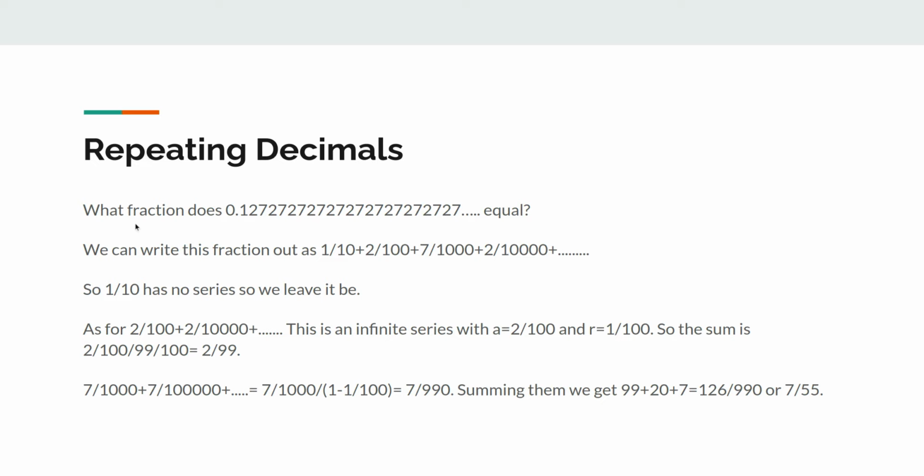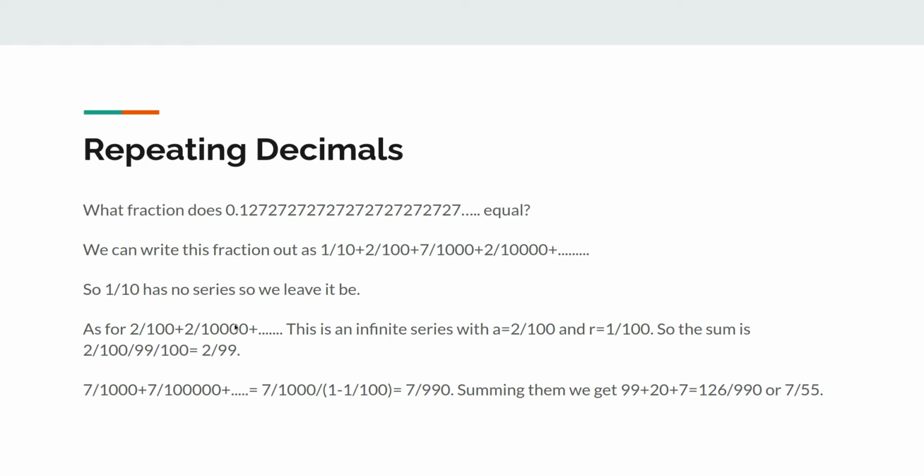So you want to find out what fraction this equals. Essentially you want to find the sum of all these terms: 1 over 10 plus 2 over 100 plus 7 over 1000 plus 2 over 10,000, and so on. What you can notice is that there's going to be an infinite geometric sum made with the terms 2 over 100, 2 over 10,000. It's going to go like 2 over, I don't know, a million, and so on. So that's kind of how it's going to become.